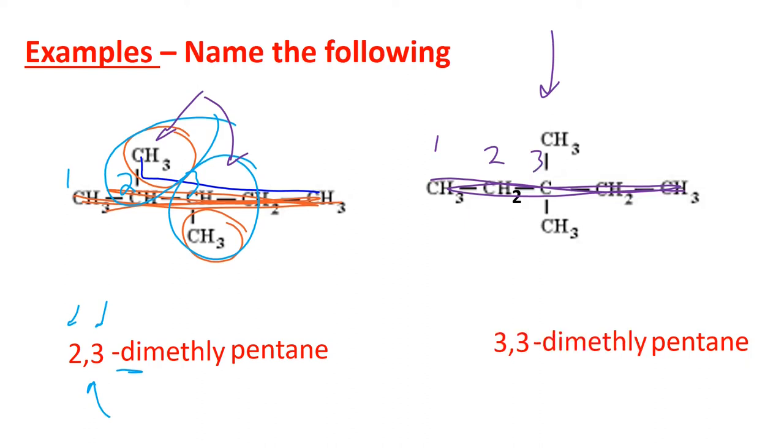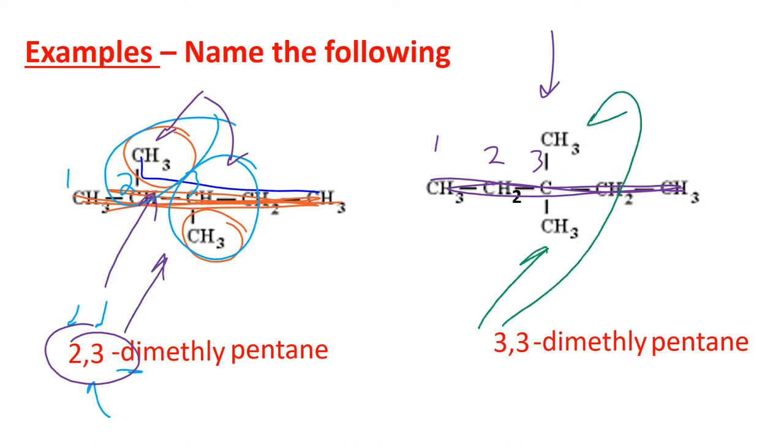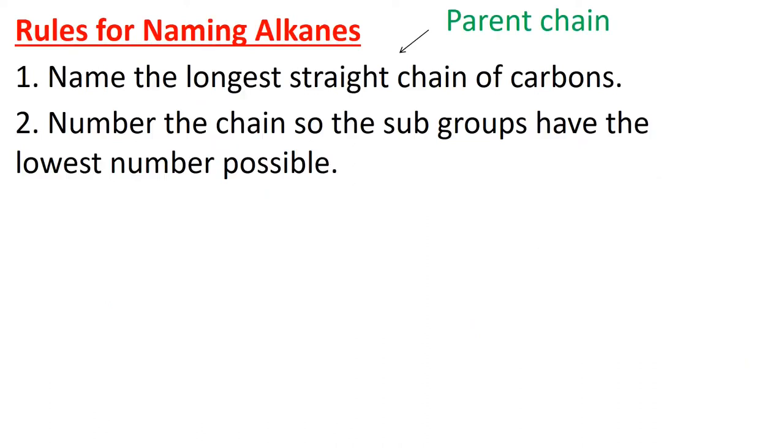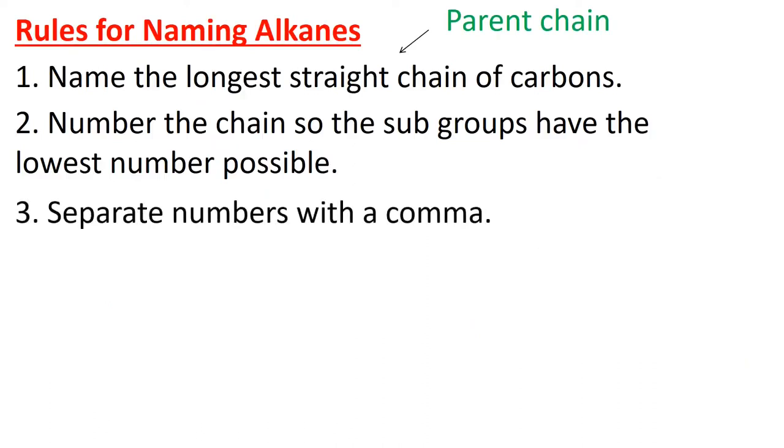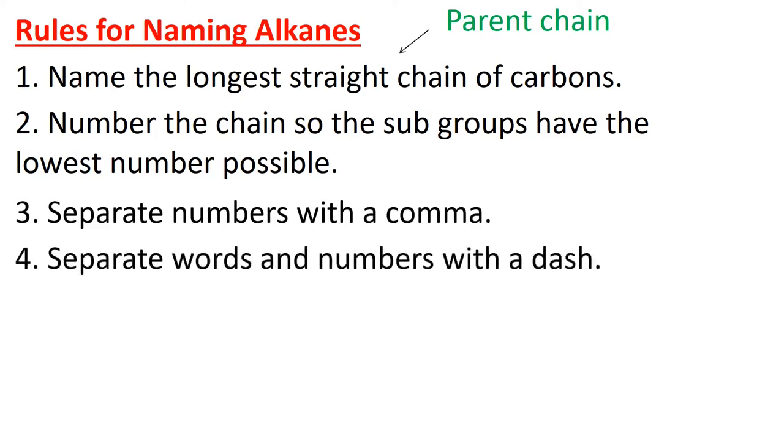So both of these compounds would be considered isomers of each other, and hopefully this shows you why you need to put the numbers in. You need to tell the reader, well, what carbon are they on? In this first example, one was on the 2, one was on the 3, and then in this example here, we had them both on the 3rd carbon, so the dimethyl. So let's add that to our rules. Separate numbers with a comma. I guess I didn't make a big deal of this, but we also want to separate words and numbers with a dash.